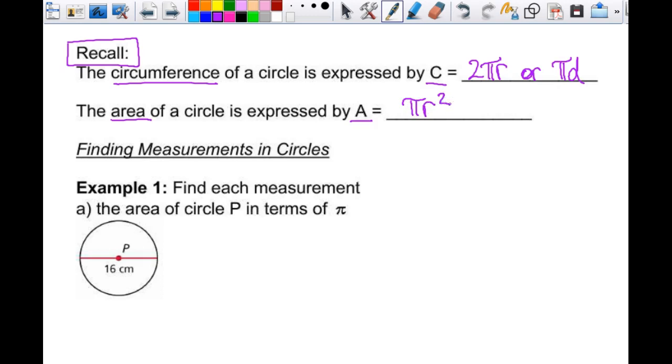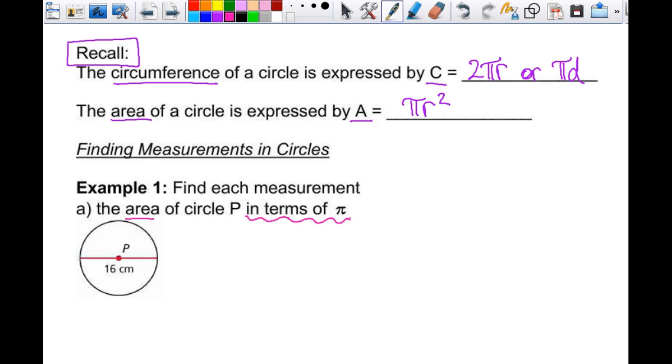So then we are going to find the measurements in circles. Example 1 says find each measurement. What we're looking for here is the area of circle P in terms of pi. We've already talked about in terms of x a few times. If my answer is in terms of x, what does that mean? X in the answer. So why in terms of pi is so confusing, I don't know. In terms of pi means what? Pi is in the answer, right?